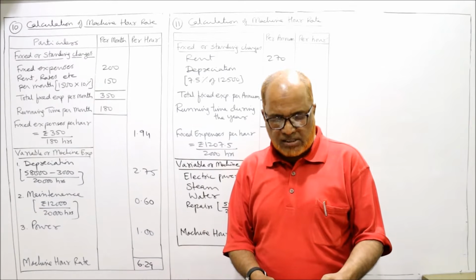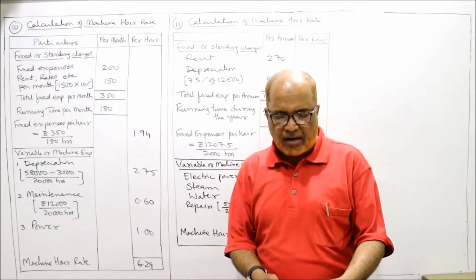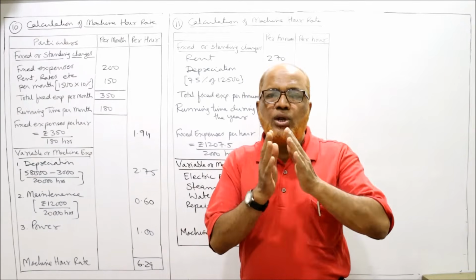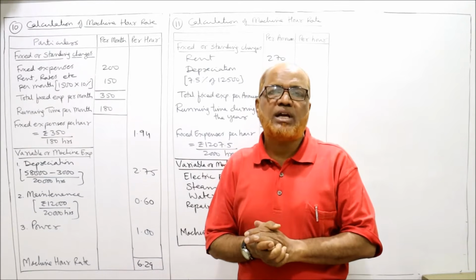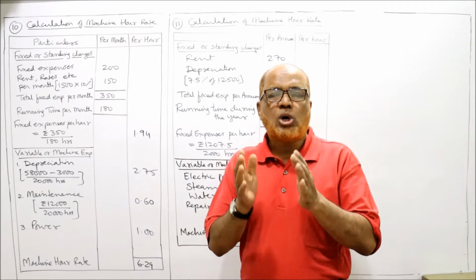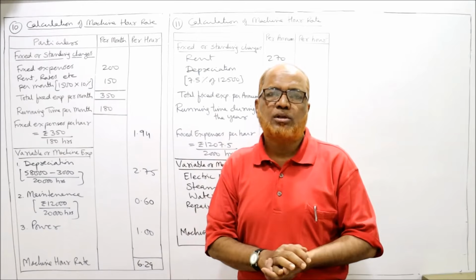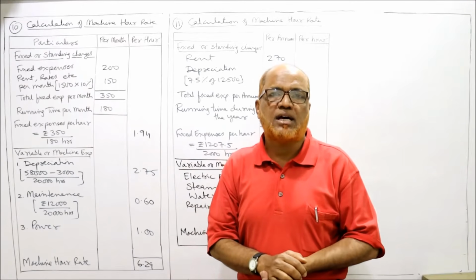And depreciation is 7.5% per annum on the original cost. When depreciation is given on original cost, it is called the straight line method. So under the straight line method, the depreciation is a fixed amount. So it will be taken under standing charges.